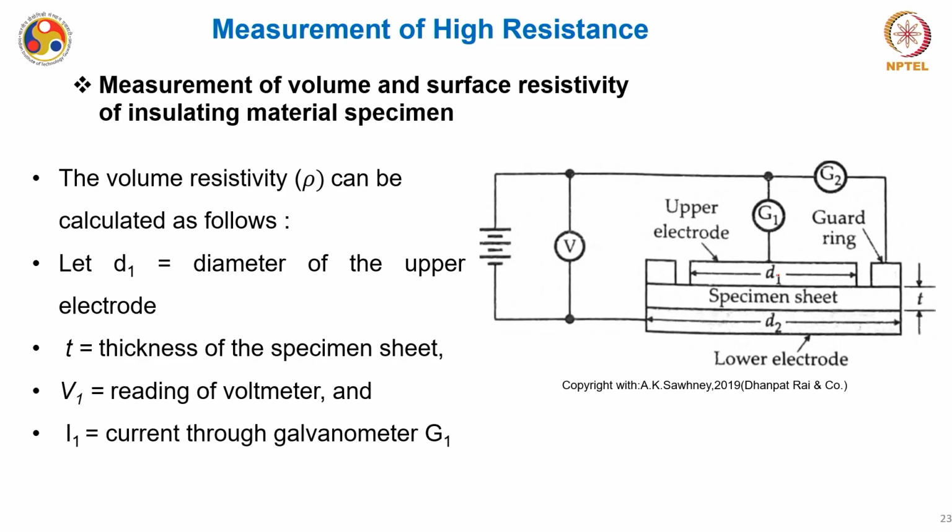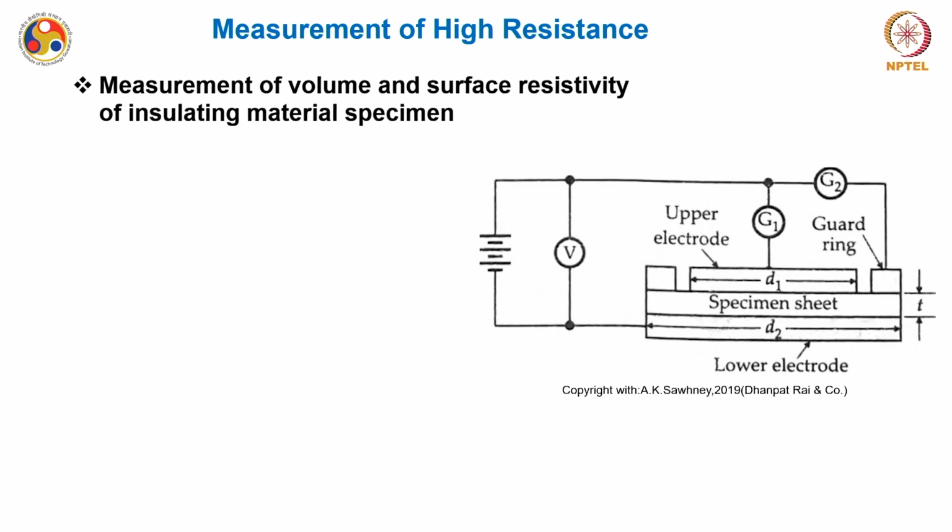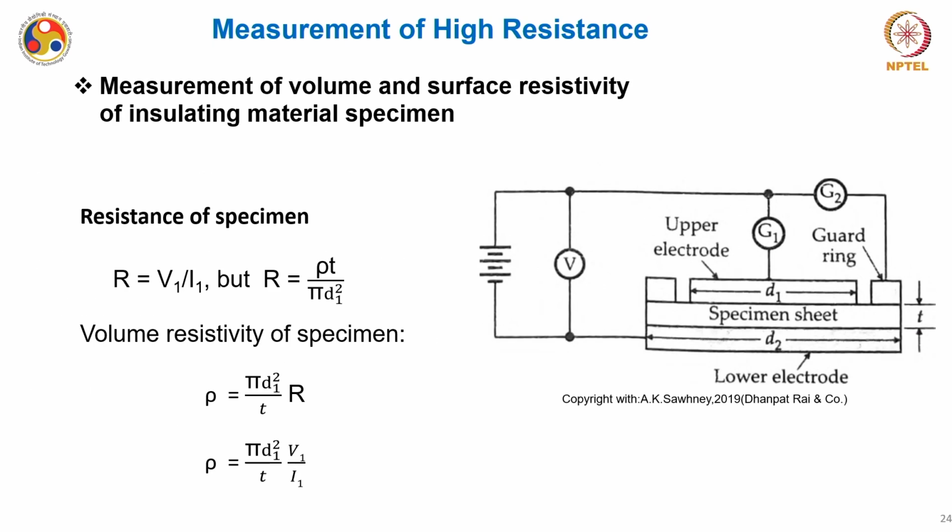This D1 is the diameter of the upper electrode. T is basically the thickness of the specimen. V1 is the reading of the voltmeter and I1 is the current flowing through the galvanometer 1. Now the resistance of the specimen that we are about to calculate can be given simply by the voltage divided by the current value. So R is given by the voltmeter reading V1 by I1 when the galvanometer is in this connection.